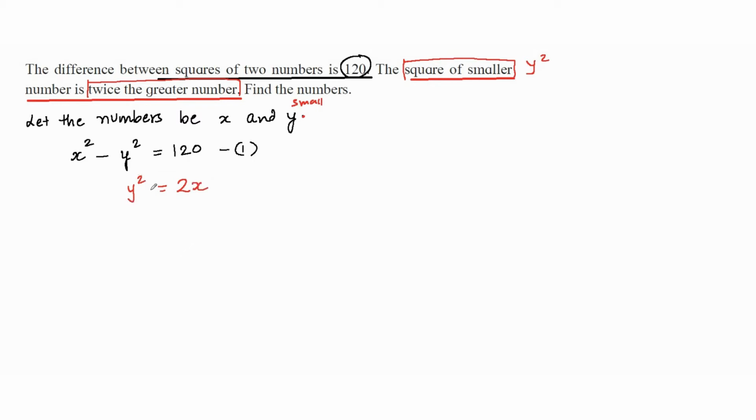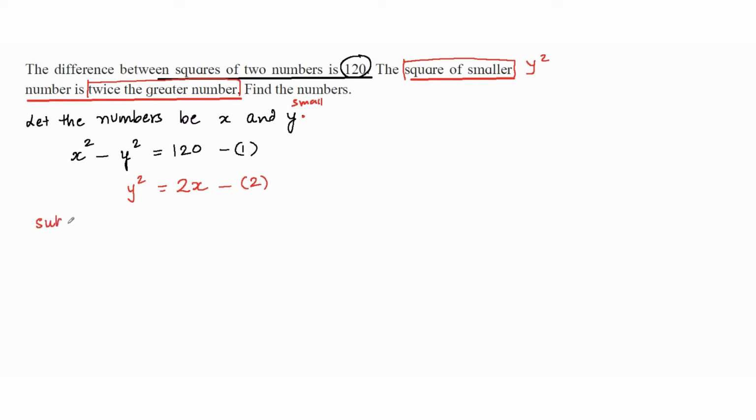The square of the smaller number is twice the larger number, right? So this is now my second equation. You will notice that this is a set of simultaneous equations. There are two variables x and y, and there are two equations. So now I can substitute y square as 2x in the first equation.